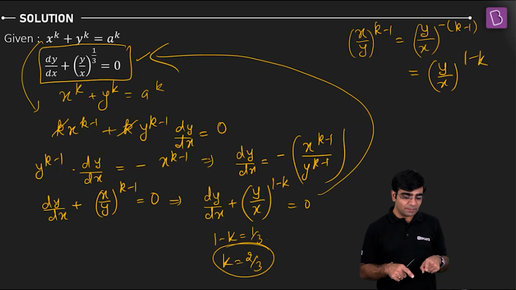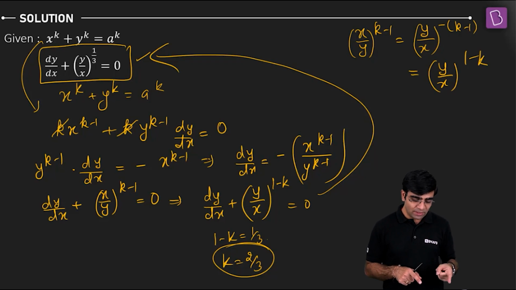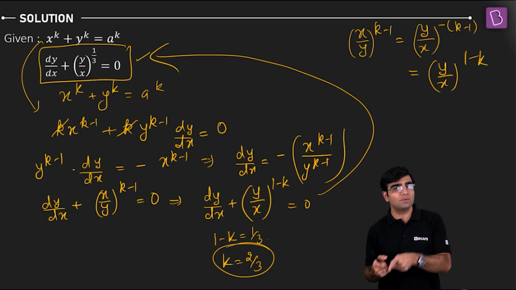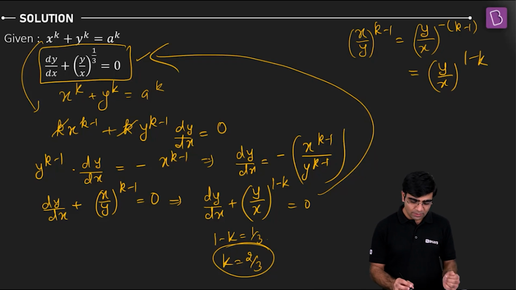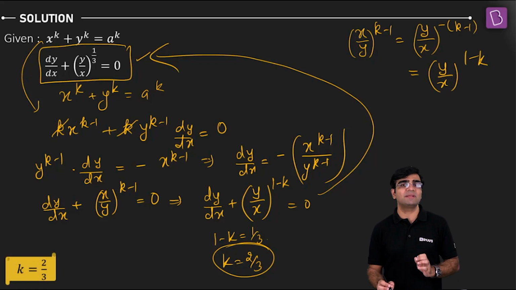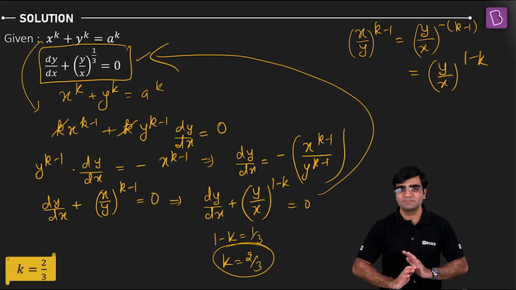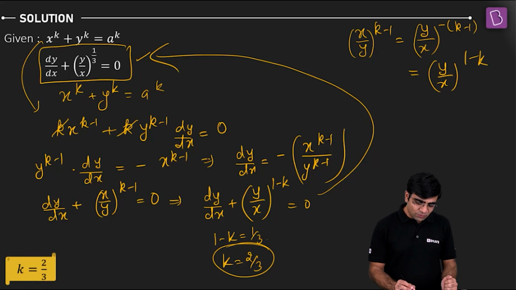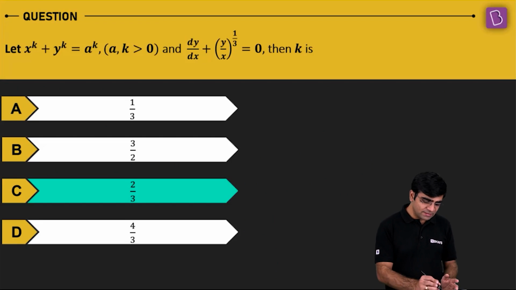Alright, and this power 1 minus k is given as 1 by 3, which I equated: 1 minus k equal to 1 by 3. I get k equal to 2 by 3. Right, so I can report this k as 2 by 3 as my answer. Sorted? Sure? Perfect. So from here, I would say that option C is the correct answer.